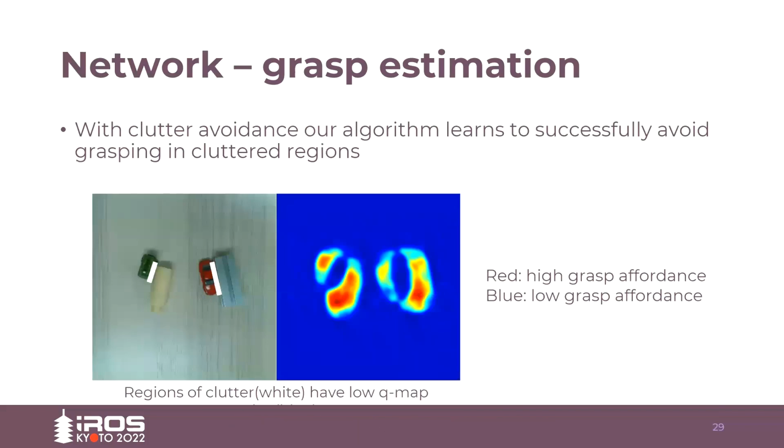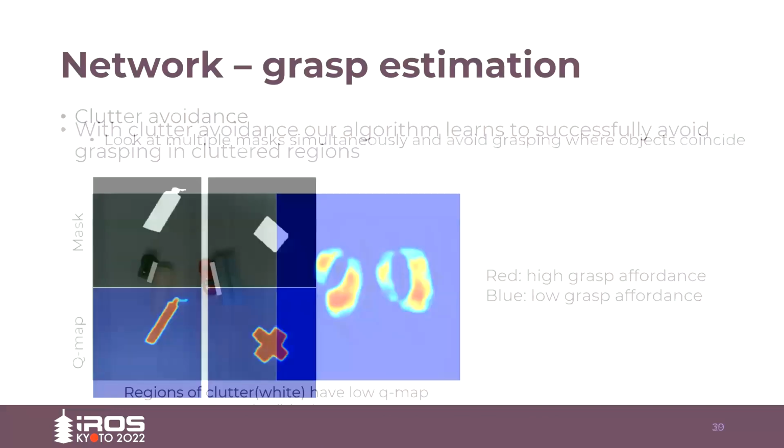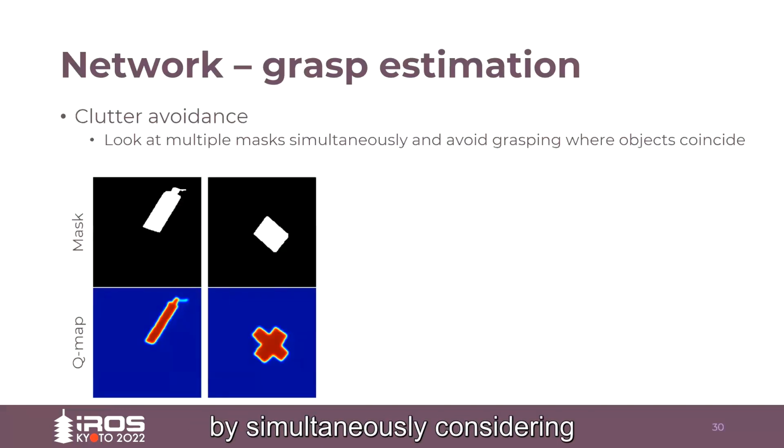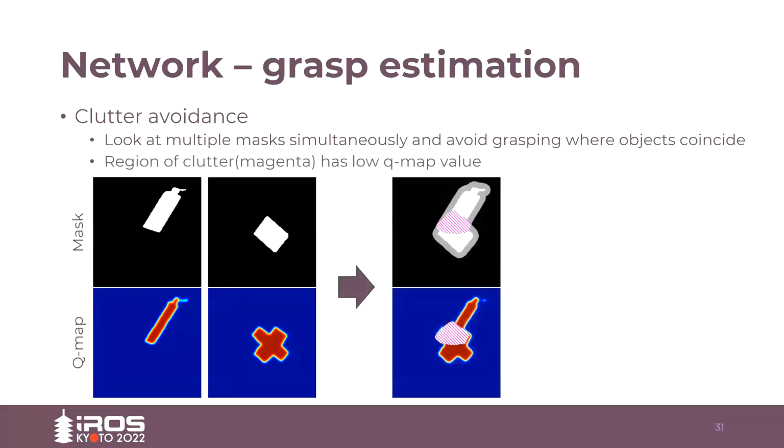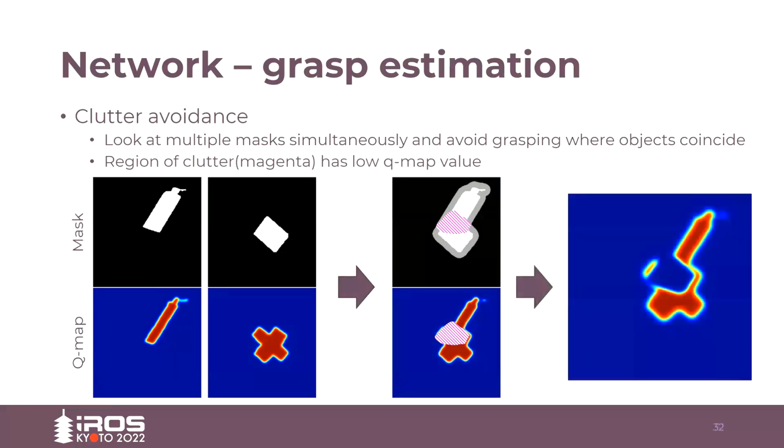Our grasp is also designed to avoid cluttered regions, as you see in the picture. This strategy stems from the intuition that the success rate increases when the robot grasps where objects are not cluttered. Clutter avoidance is implemented by simultaneously considering the relative position of multiple instance masks. Our grasp estimation network jointly considers the masks and finds the overlapping regions for every pair of detected objects. For example, in this image, the region of clutter for the two instances is indicated in magenta. The combined global QMap contains low values for these regions of clutter.